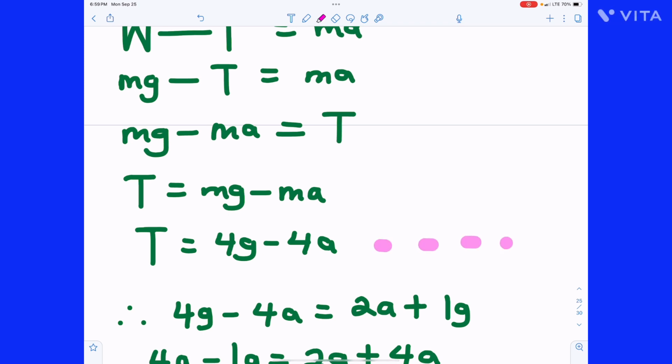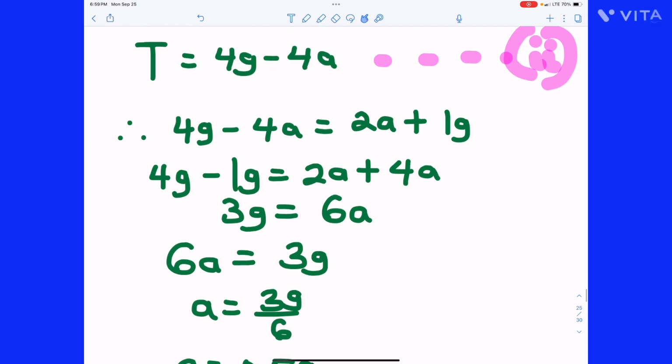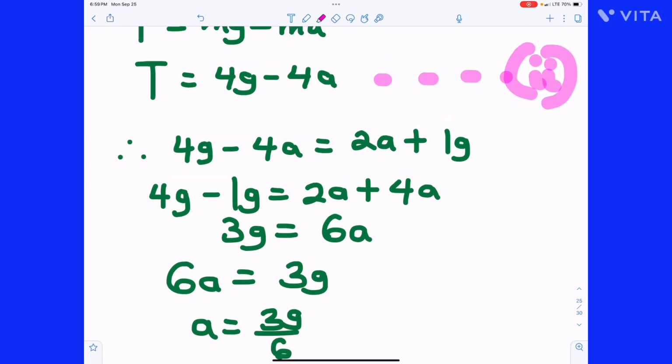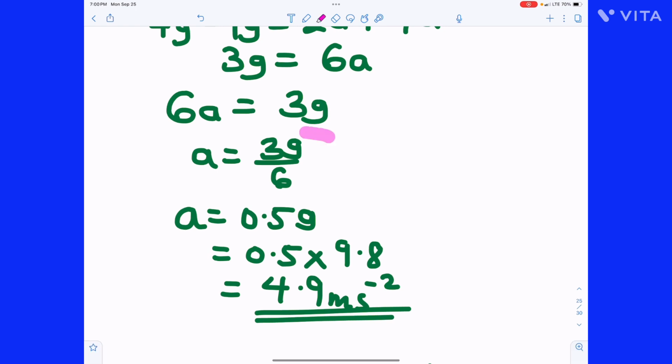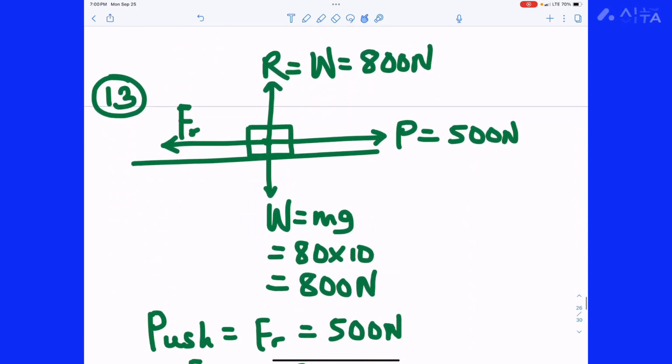Let's now take this as equation 2 and equate equation 2 to equation 1. We will get 4g minus 4a is equal to 2a plus 1g. So that gives me what? 4g minus 1g is 2a plus 4a. So 3g is 6a. a will be what? a will be 3g over 6, or 0.5g. We are asked to take g as 9.8, so the system will move with an acceleration of 4.9 meters per second squared. Now question 13.